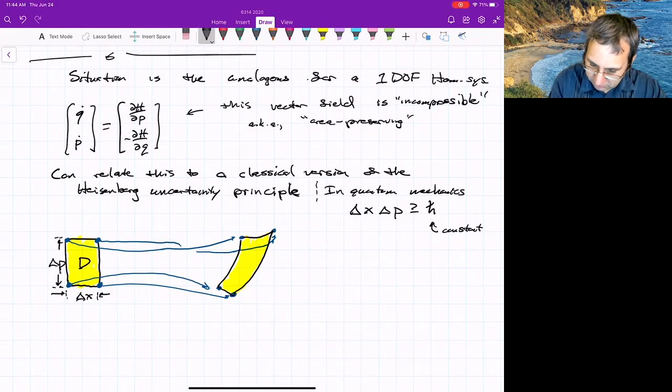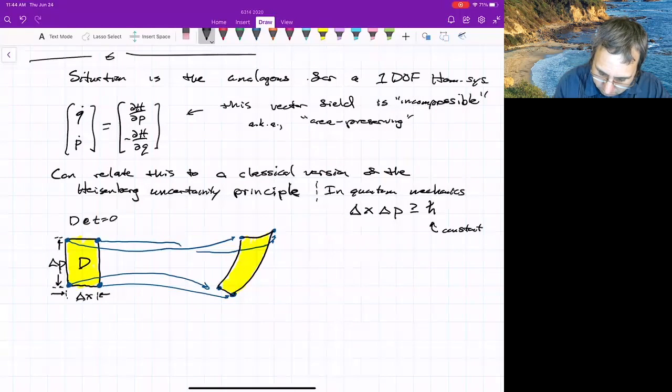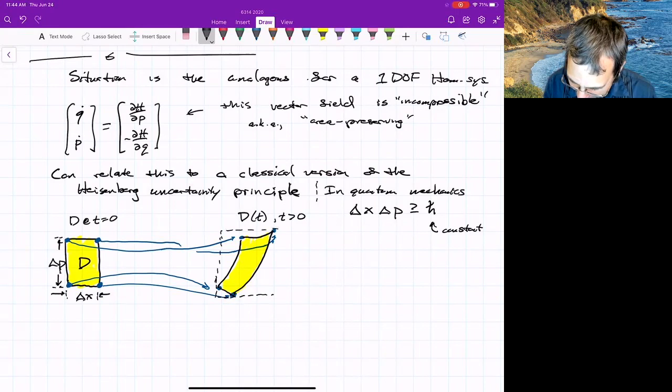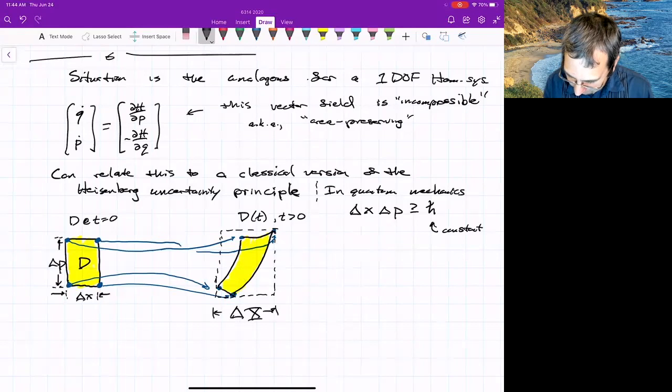And this would be D at time 0. And then here is that same domain, but at a time t greater than 0. So we let this thing flow. Now, if you just look at the circumscribing box, the circumscribing box is actually going to be bigger. And maybe I'll call this delta capital X, and then delta capital P.